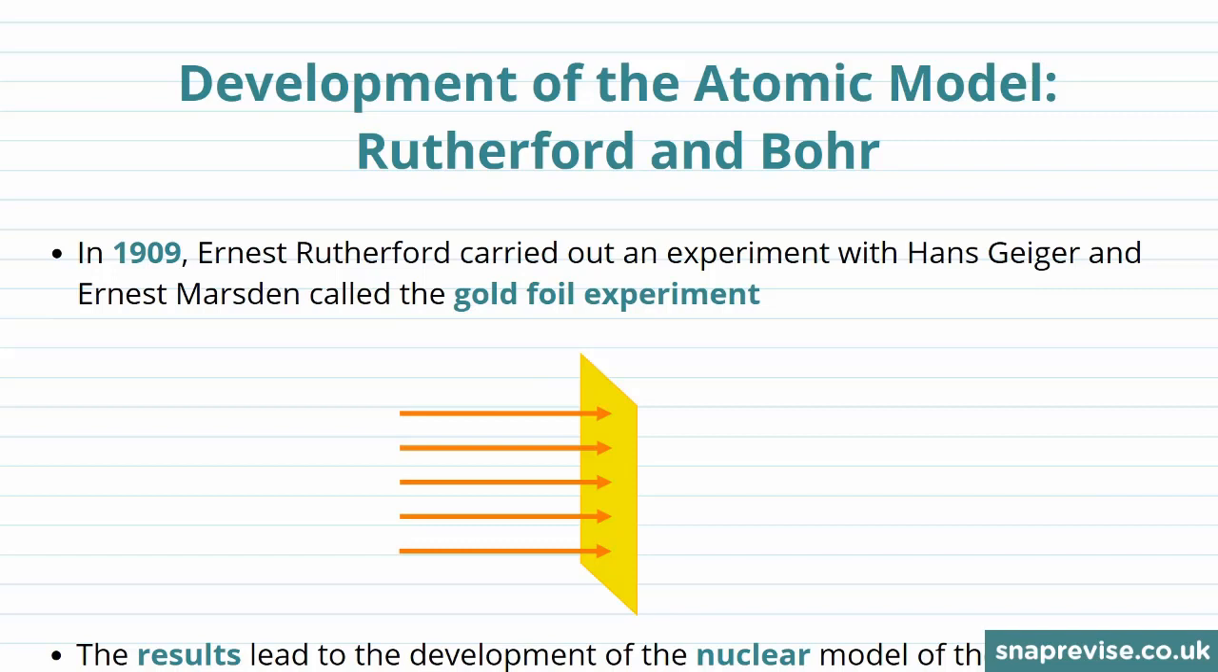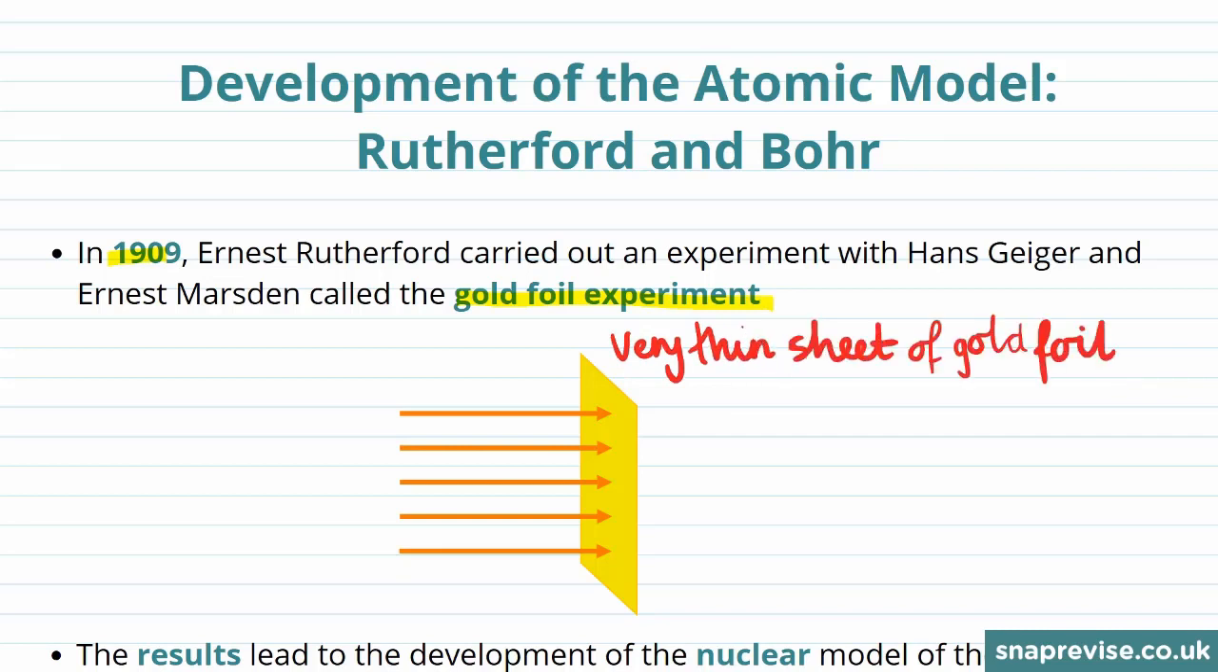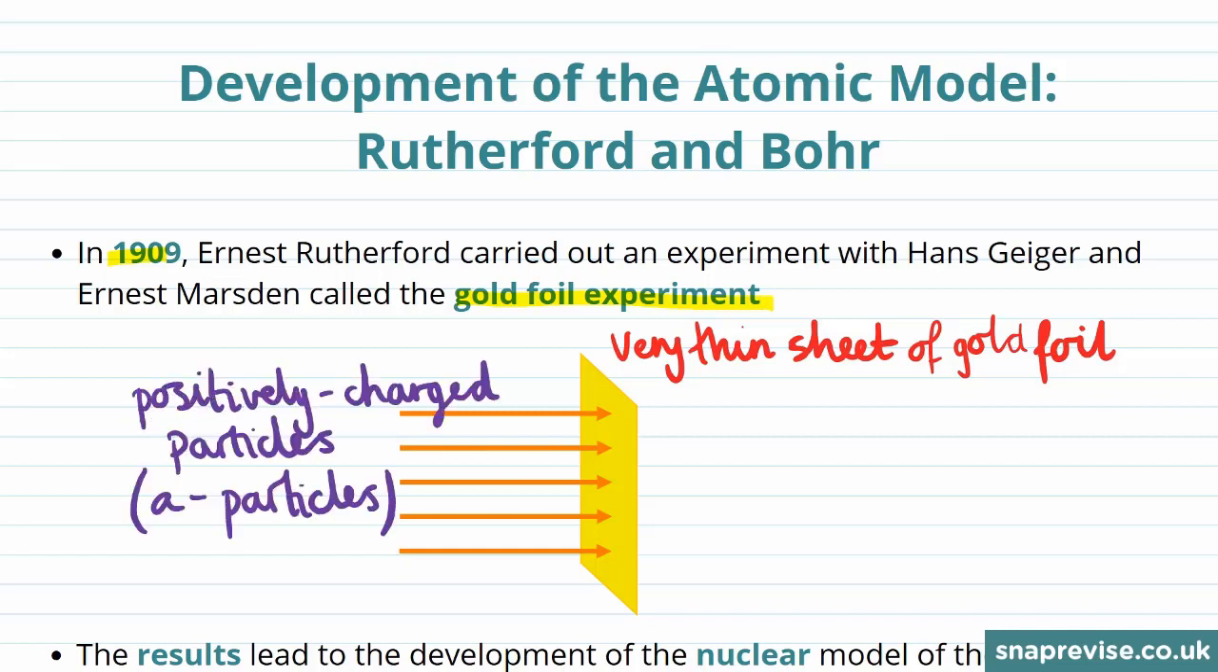An important experiment carried out in 1909 disproved the plum pudding model of the atom. This experiment was carried out by Ernest Rutherford with Hans Geiger and Ernest Marsden, and the experiment was known as the gold foil experiment. This experiment used a very thin sheet of gold foil. At this thin sheet of gold foil, Rutherford, Geiger and Marsden fired positively charged particles known as alpha particles.